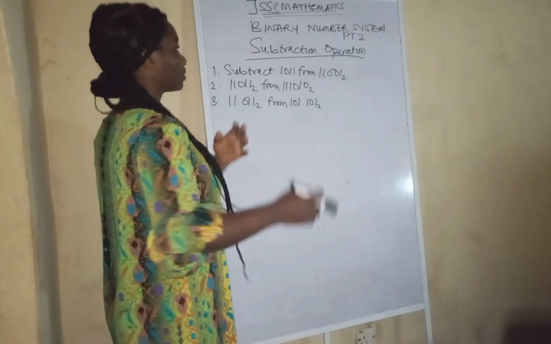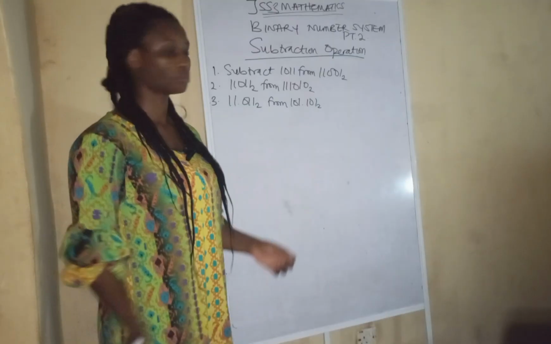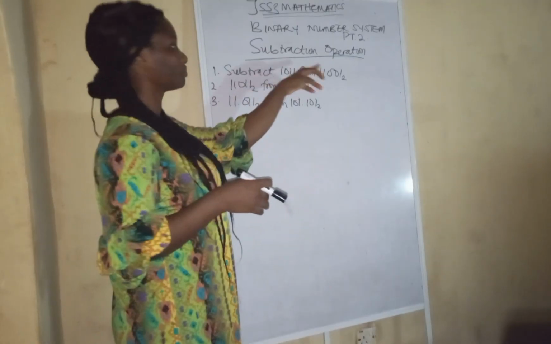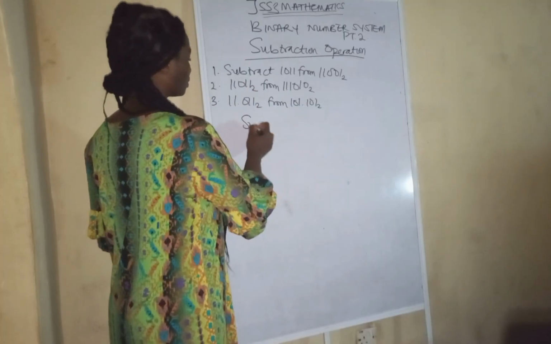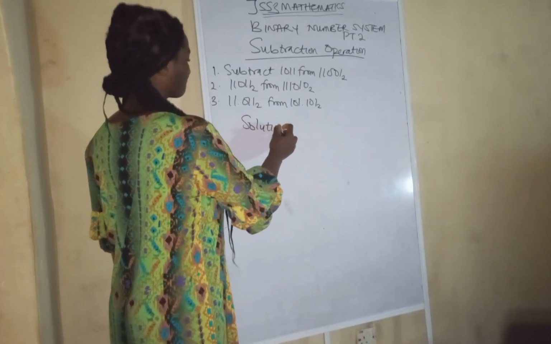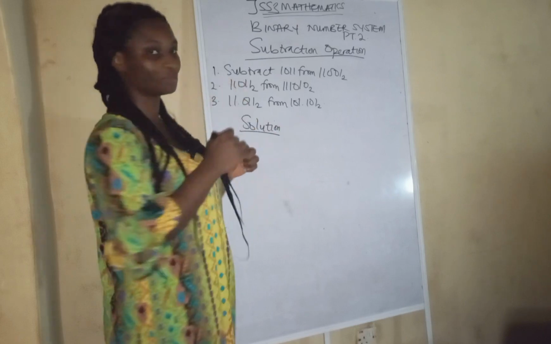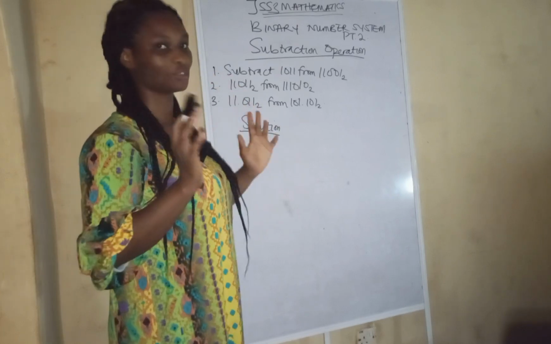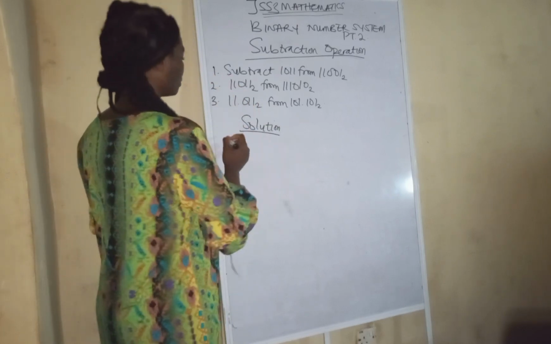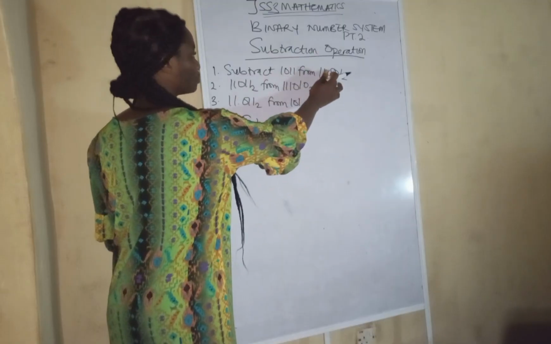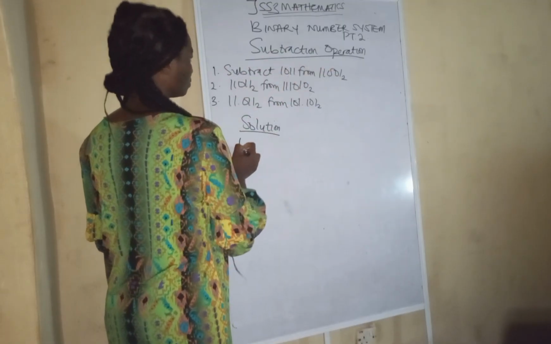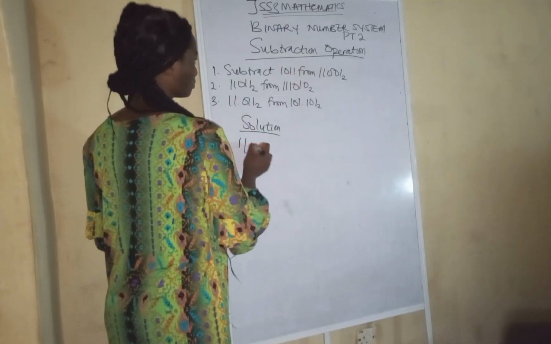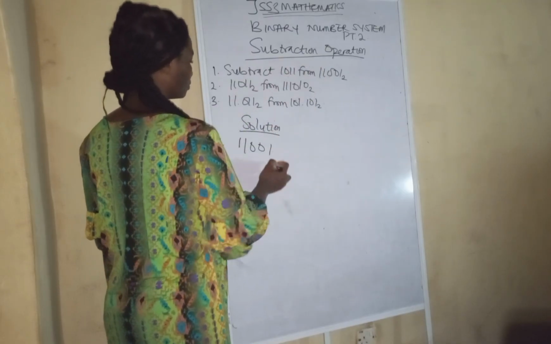Alright, so this is the subtraction operation now. We're asked to subtract this from this, this from this, and this from this. So let's do that now. To be different from the addition, just pay attention. Now subtract this from this. This will be at the top, this will be at the bottom, because we are subtracting it from it. This one will come first because it's bigger than this one.